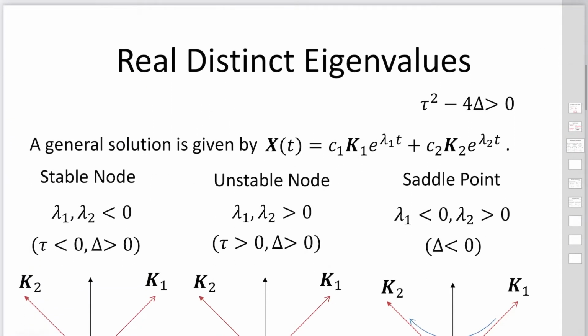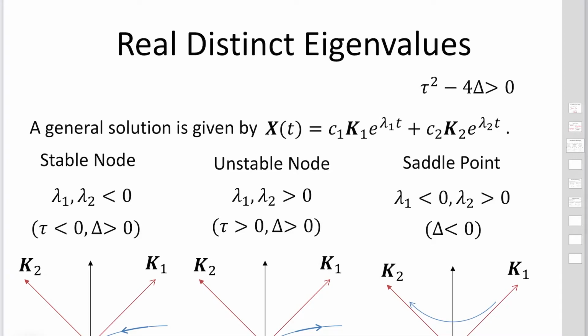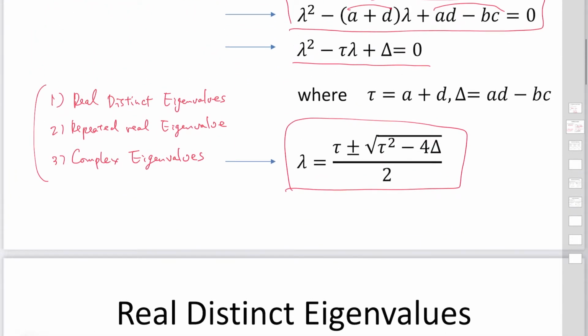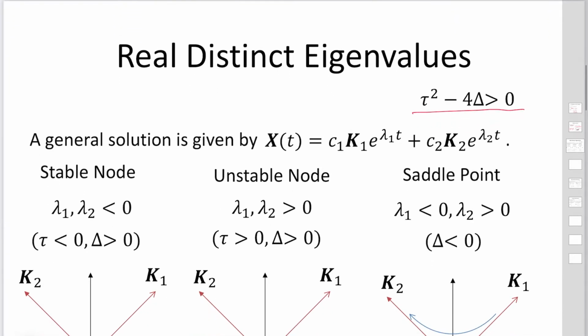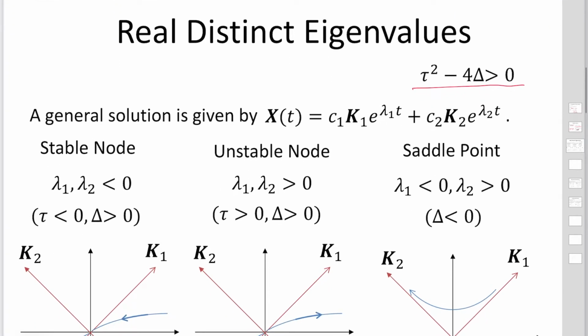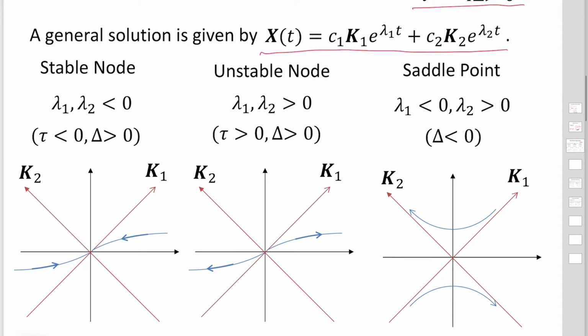So we'd like to consider these three cases. The first case is real distinct eigenvalues. To have real solutions, the inside of the square root has to be a positive quantity. So tau squared minus 4 delta is a positive quantity. Then the general solution is expressed as x equals c sub 1, k sub 1, the eigenvector, times exponential lambda sub 1 t, plus c sub 2, k sub 2, the other eigenvector corresponding to lambda sub 2, times exponential lambda sub 2 t. So there are three possibilities: stable node, unstable node, and saddle point.